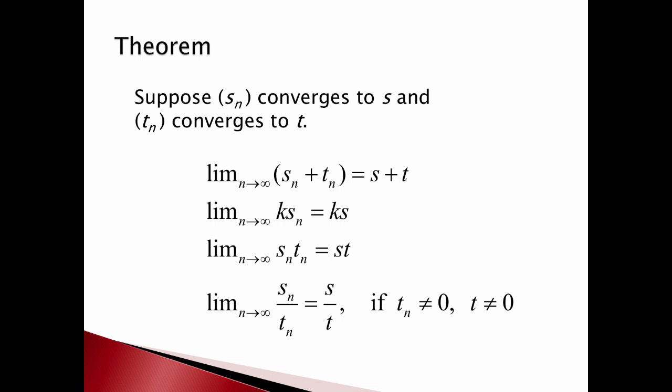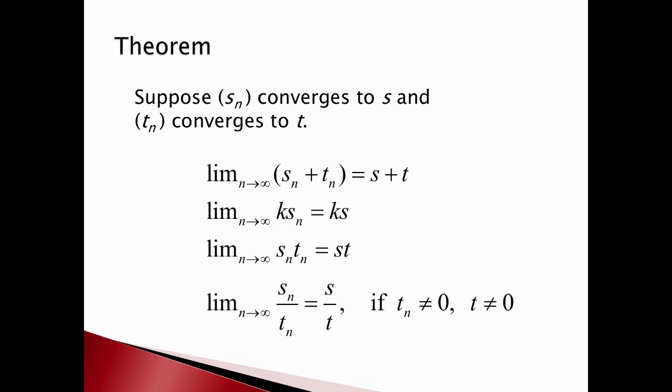If you take a number and multiply that by a sequence, then the limit will just be the number times the limit. The same thing for multiplying, same thing for dividing. You just have to be a little careful to make sure that you don't accidentally divide by 0. So we're assuming we're not dividing by 0. Otherwise, the rule for division works exactly the same way.